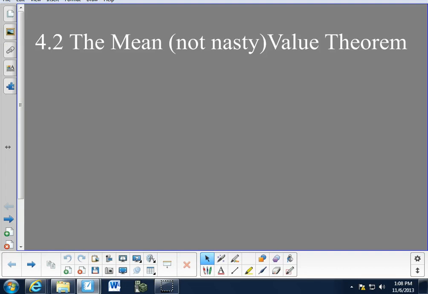Mean value theorem. There are two theorems on the AP test that you might state specifically by name. One of them is the intermediate value theorem. We talked about that earlier. Actually, I'll re-talk about it in a minute. And this one, possibly the mean value theorem. Mean, not nasty, value theorem. Don't put not nasty, they won't know what you're talking about.